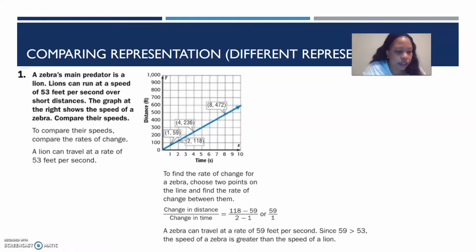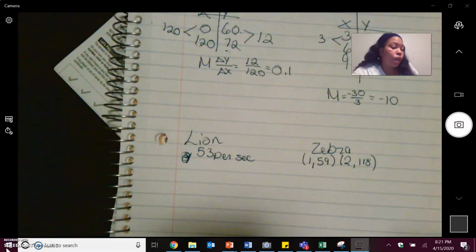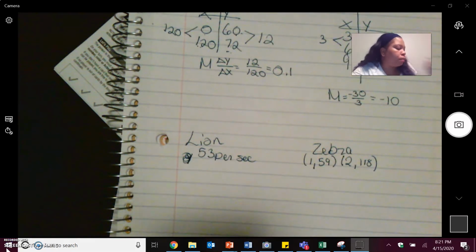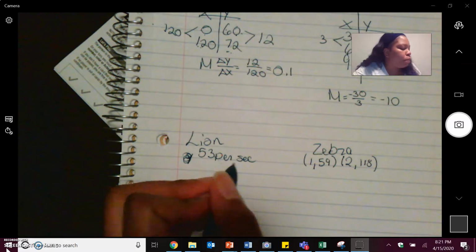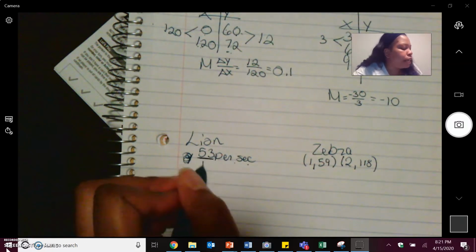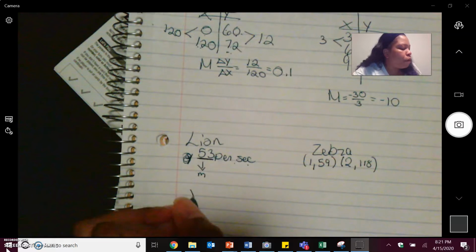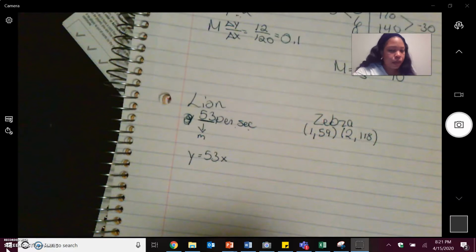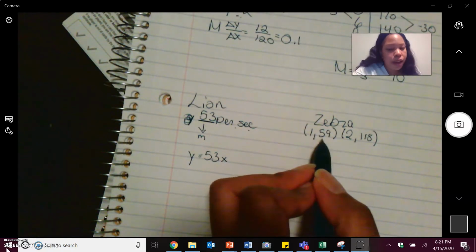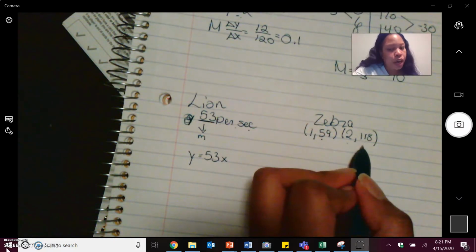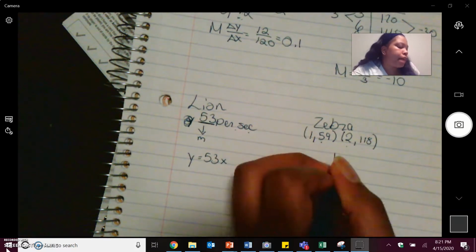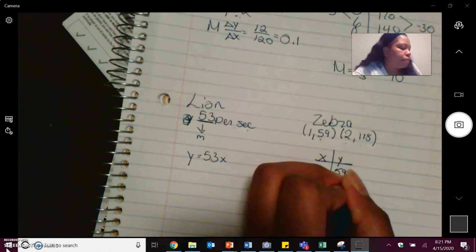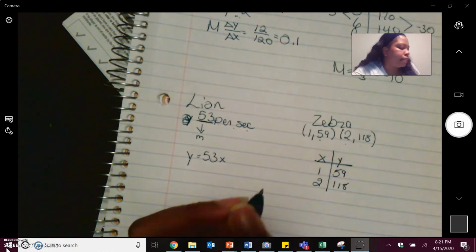So then let's go back. Looking at my two comparisons, I have a lion and I have a zebra. My lion runs 53 per second, so that 53 is my m. Therefore y equals 53x. Leave that there. Now I have my points, 1 and 59, and 2 and 118. So now I'm going to make my table, x and y: 1 and 59, 2 and 118.